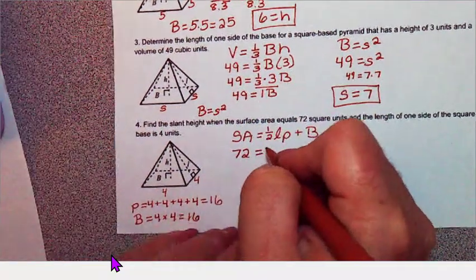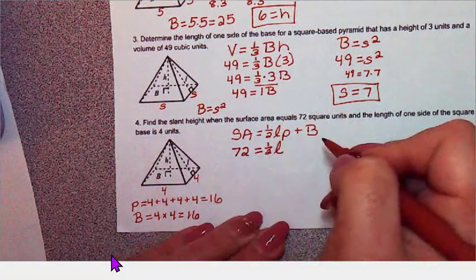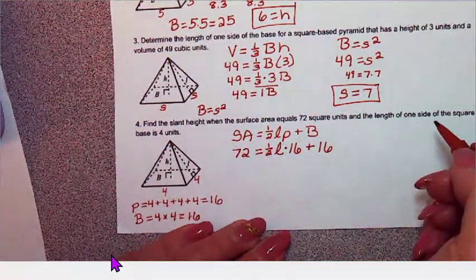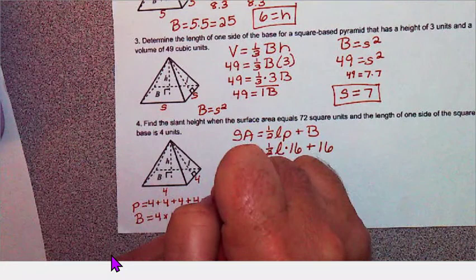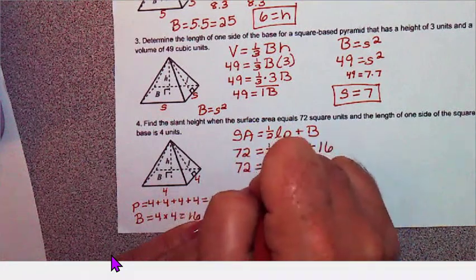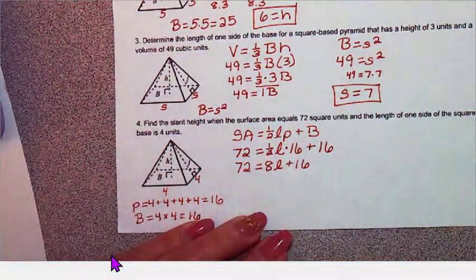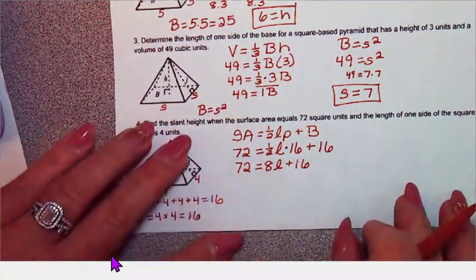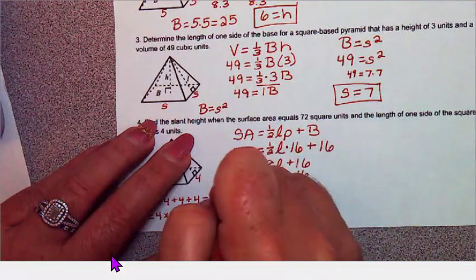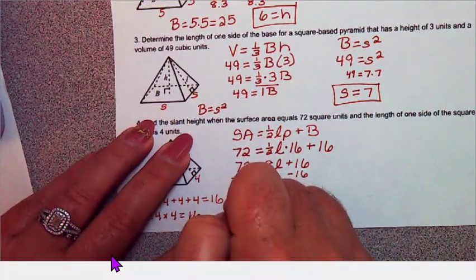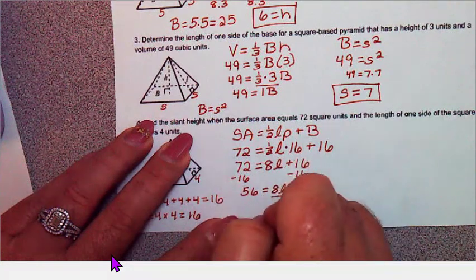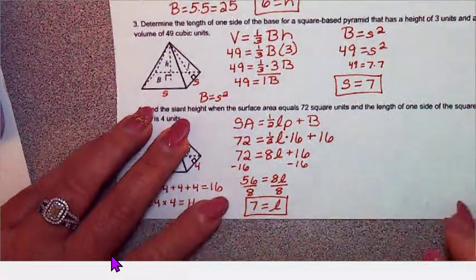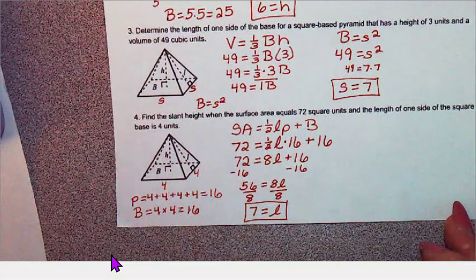I know 1/2. I'm trying to find that L. I know my perimeter is 16, plus my big B is 16. So let's clean this up. What's half of 16? That's 8L plus 16. If I'm trying to solve for L, that's just a two-step equation. So I'm going to subtract 16 on both sides. I get 56 equals 8L. Divide both sides by 8. 7 equals my slant height. And again, I should be able to plug that in and get an answer of 72.